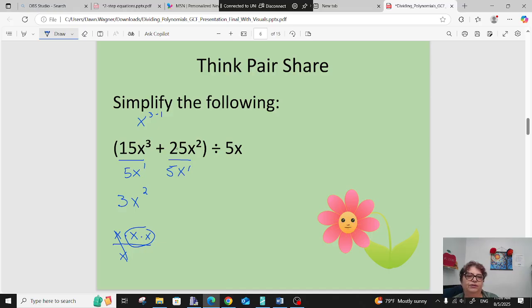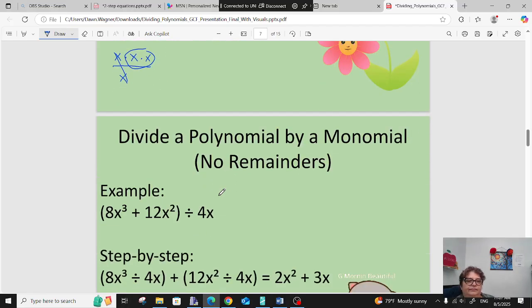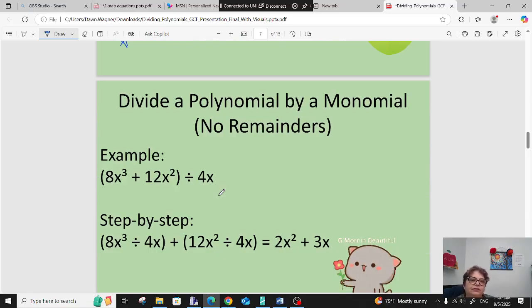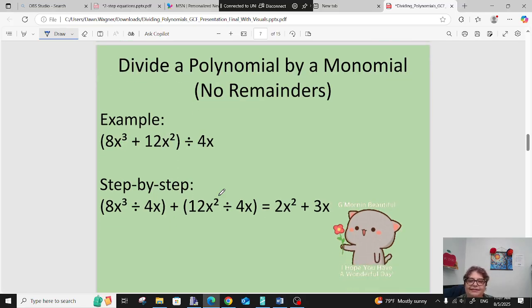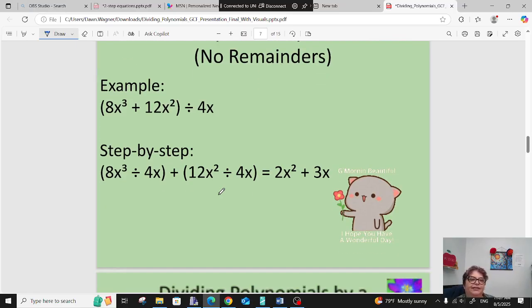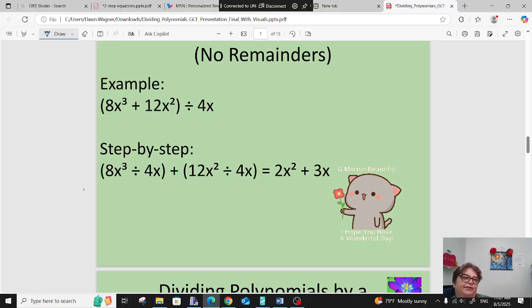Over here, 25 divided by 5 is 5. 2 minus 1 is 1. You could choose not to put the 1 or put the 1. That doesn't matter. Does that make sense? Okay. Now, this is just another one without a remainder. This is another practice one, just more simplifying. So let's just do this one together.